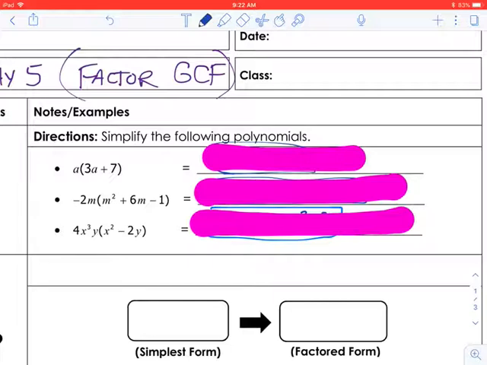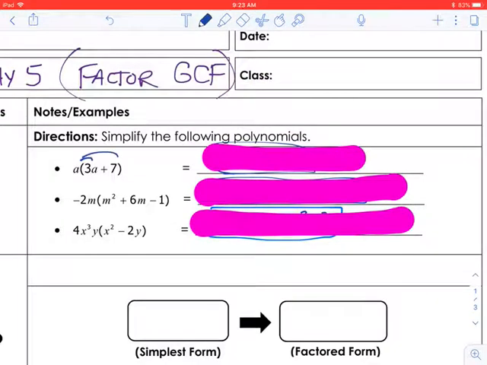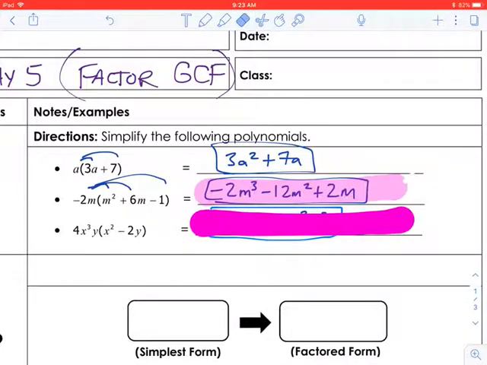So the first one, I needed to distribute the a. So what we ended up with was 3a squared plus 7a. And then same thing on the next one, negative 2m times everything. Keep in mind your sign, so negative 2m to the third, negative 12m squared. Negative times negative is positive 2m.